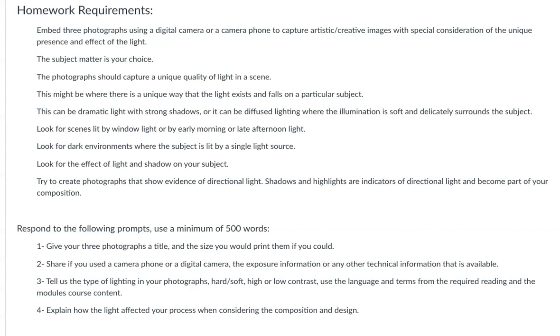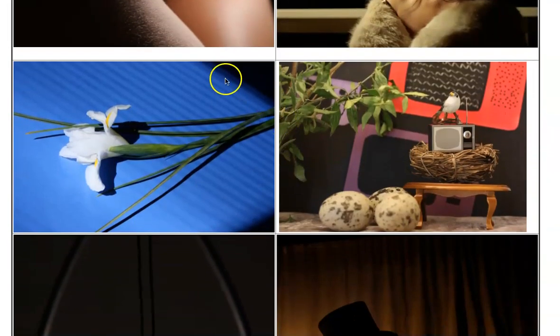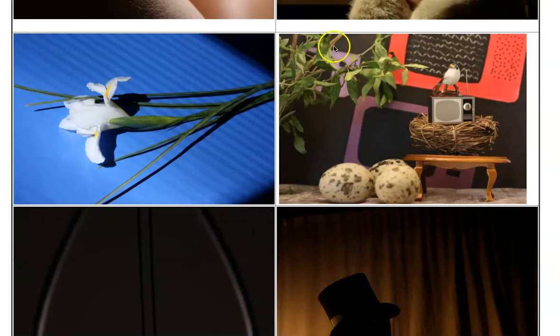Try to create photographs that show evidence of directional light. So you might want to have photographs that have really intense shadows or highlights. And those are great indicators that you're particularly using directional light. So you can go back and look at some of the student examples. Here's a good example of using window light and having the blinds creating that pattern on the background. This is a good example of diffused light where someone sets something up and the light's just kind of softly hitting all of the different subjects in the photograph, so there's not a strong shadow.